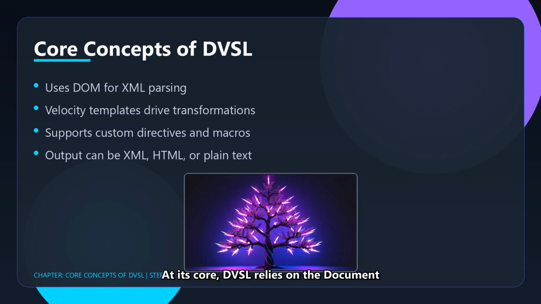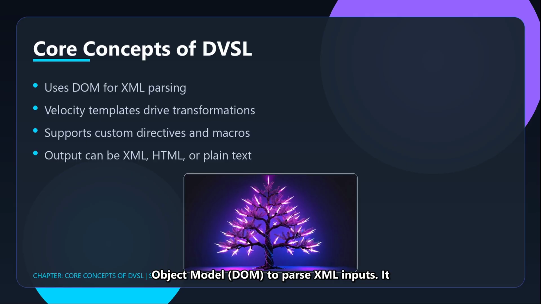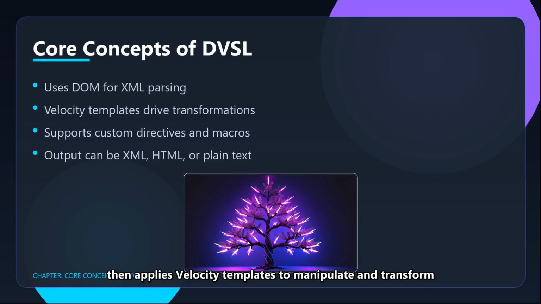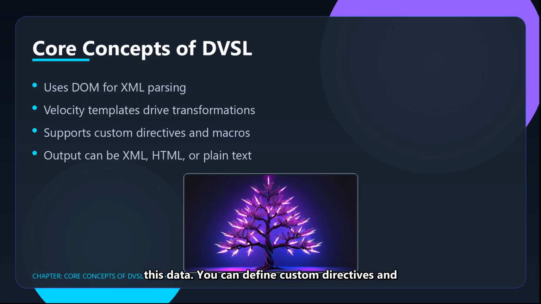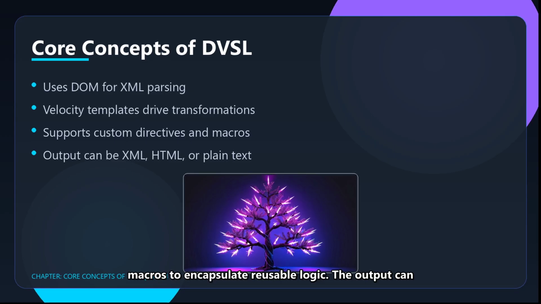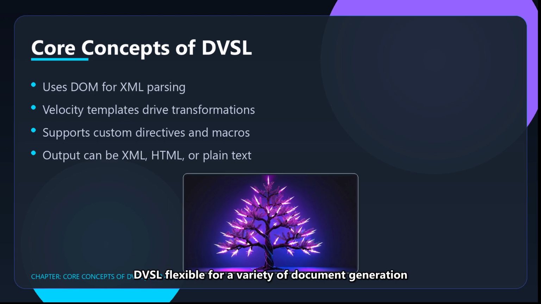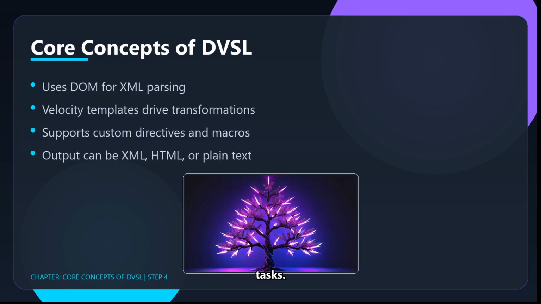At its core, DVSL relies on the document object model, DOM, to parse XML inputs. It then applies Velocity templates to manipulate and transform this data. You can define custom directives and macros to encapsulate reusable logic. The output can be XML, HTML, or even plain text, making DVSL flexible for a variety of document generation tasks.